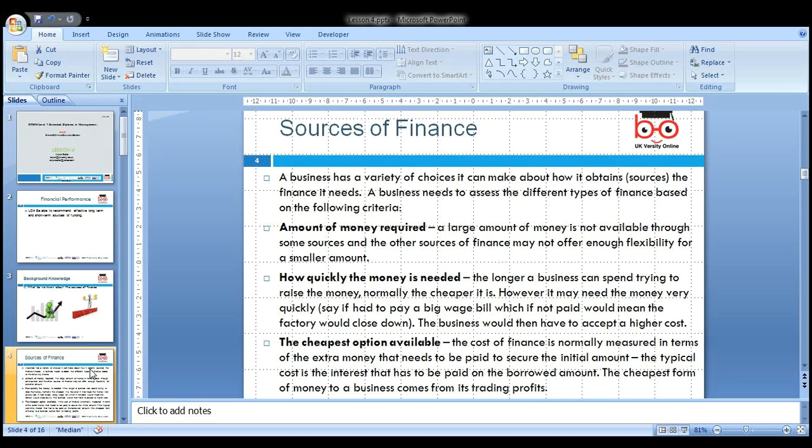How quickly is the money needed? The longer a business spends trying to raise the money, normally the cheaper it is. However, it may need the money very quickly. We don't have money next week, we have to pay some salaries, and we don't have an arrangement with the bank. So the bank can argue and charge you higher interest rates.